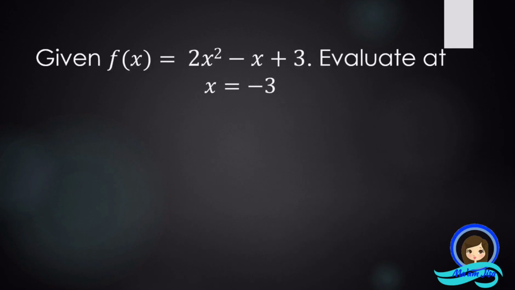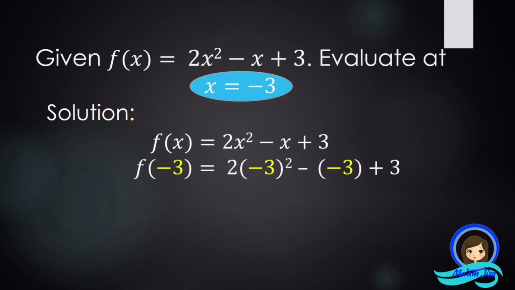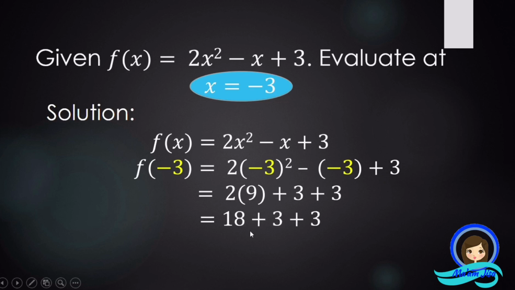Let's have another example. The function is 2x squared minus x plus 3 to be evaluated at x equals negative 3. So we will just follow the same process. All x's will be substituted with negative 3, and these are the ones in yellow. Now follow the PEMDAS rule. The square of negative 3 is positive 9. The negative of negative 3 is positive 3, then copy plus 3. So 2 times 9 is 18, then copy plus 3, or you may just add it directly. Now the final answer is 24. Easy, right?